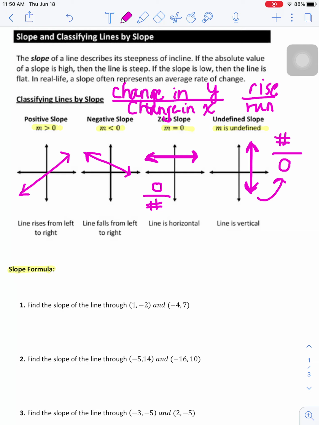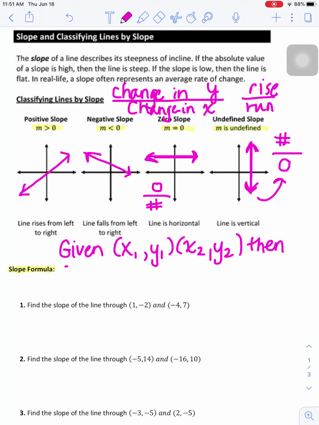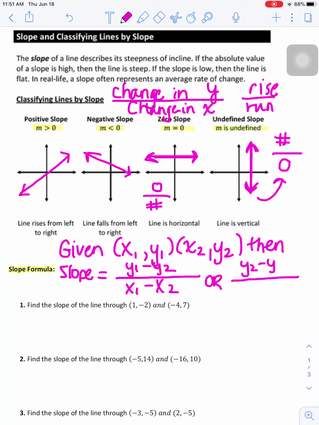So when we go to find the change in y, if we were given two ordered pairs, let's say we'll call them x1 and y1 for right now, and x2 and y2, so those are our two points, then the slope would equal the change in the y's. So you could take y1 minus y2, and then the denominator would be the change in the x's, which you would subtract: x1 minus x2. Now, sometimes some books will teach you that it's y2 minus y1 over x2 minus x1.